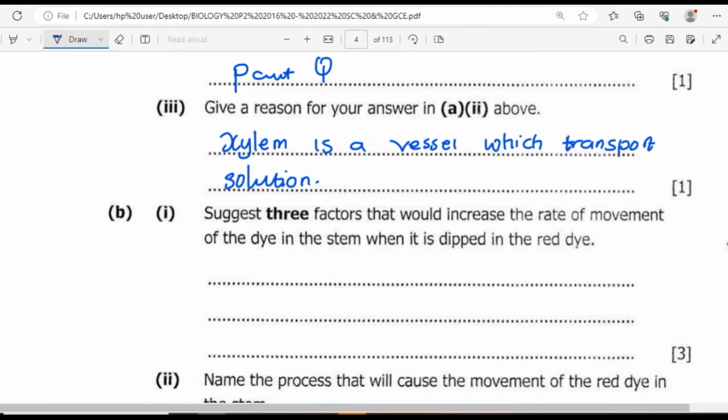Then B1, suggest 3 factors that would increase the rate of movement of the dye in the stem when it is dipped in the red dye. So the first one, high temperature. As the solution will try to evaporate at a high rate, hence the high movement. Also high light intensity.